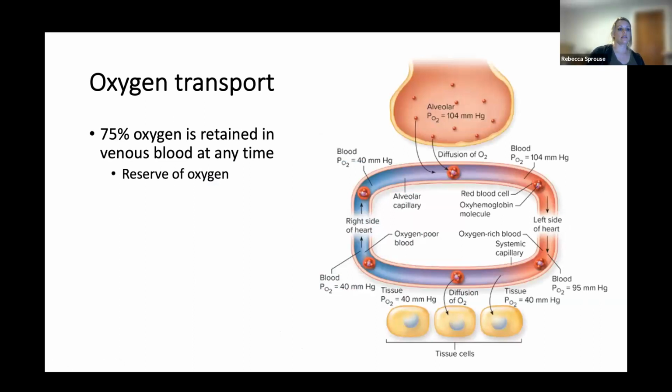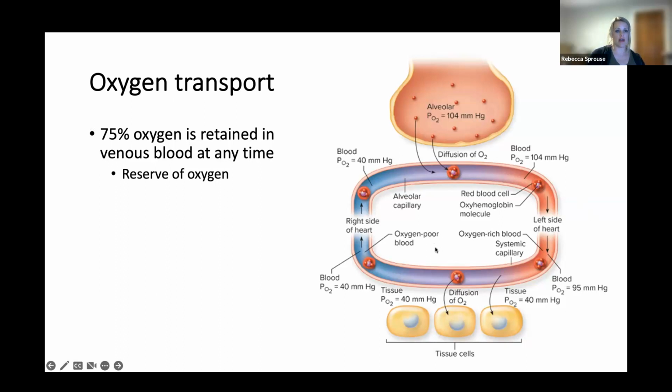Interestingly, 75% of your oxygen is actually retained at any time. So we always talk about venous blood being deoxygenated, but it has oxygen. It's got 75% oxygen actually. Only about 25% of your oxygen comes off of the hemoglobin molecules. And that is important because our body needs a reserve of oxygen at any time. We never want to be at 0% oxygen. So it's just deoxygenated in comparison to your arteries.